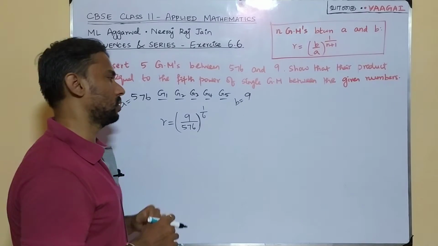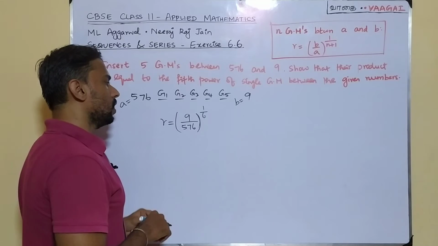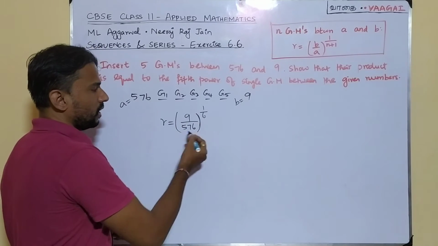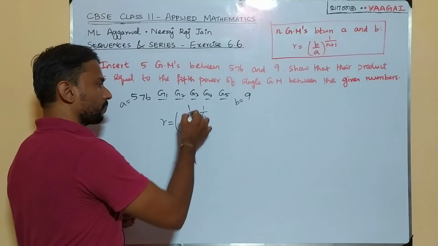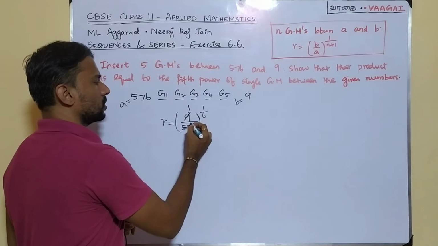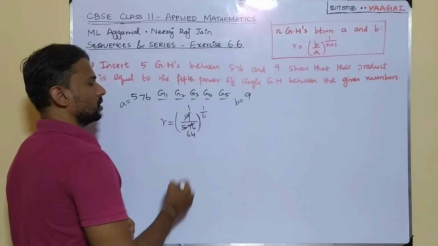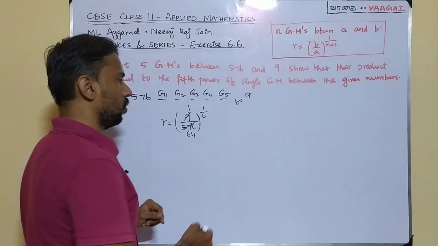What next can I do? I can simplify the term inside. This is 9 and this is 576, right? So we can cut it. 9 1s are 9, and here 9 6s are 54 and balance is 3, 9 4s are 36. So we have 1 by 64 raised to the power 1 by 6. This is what we have.